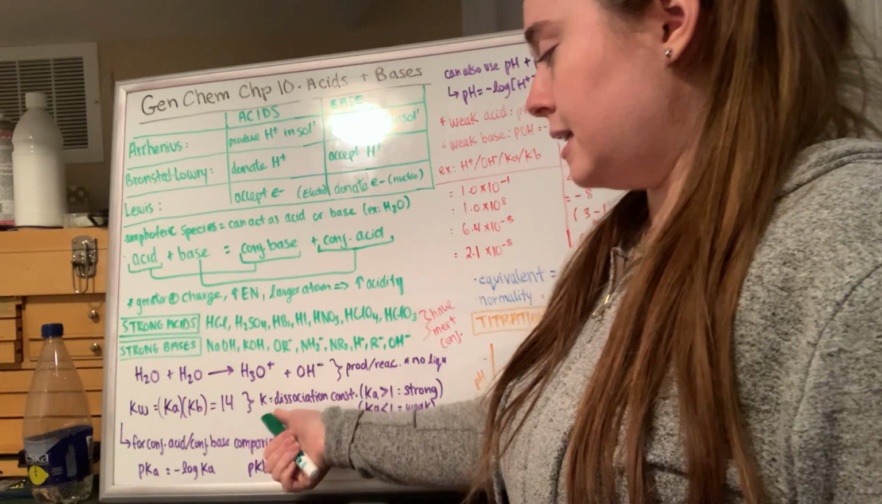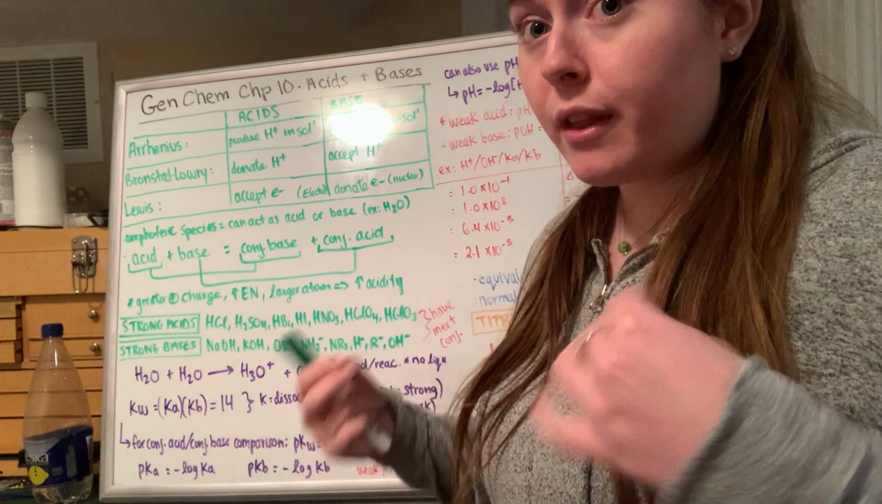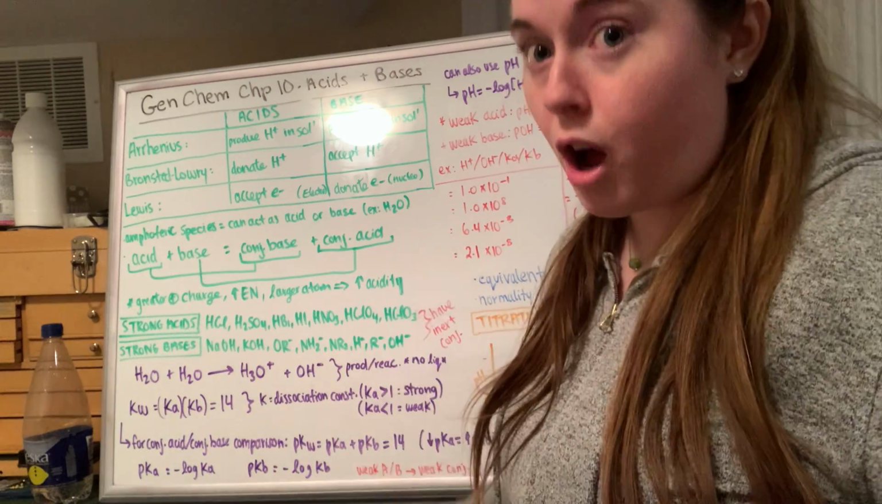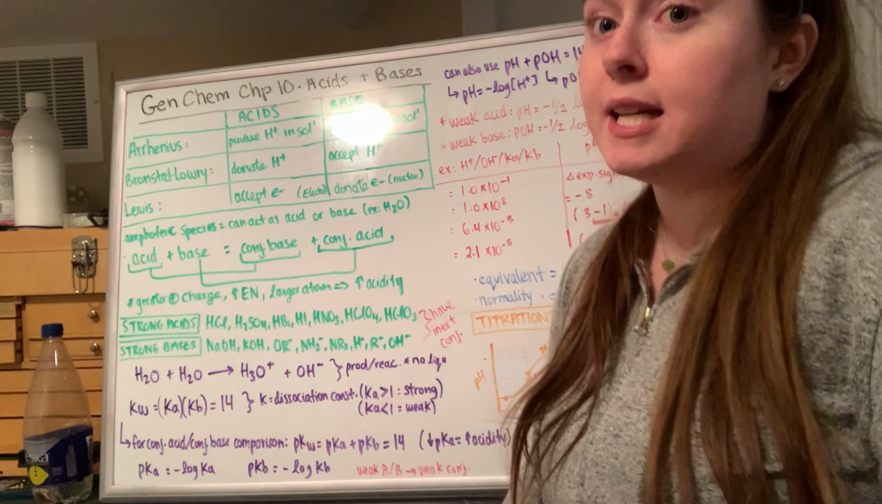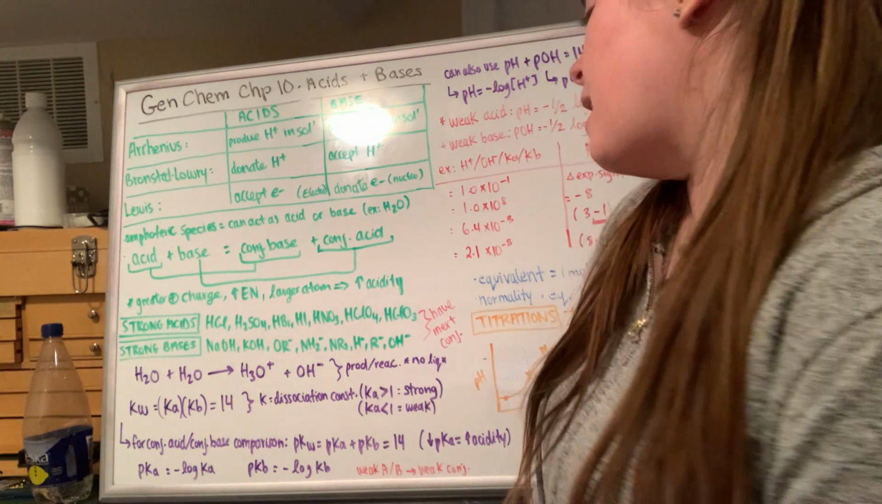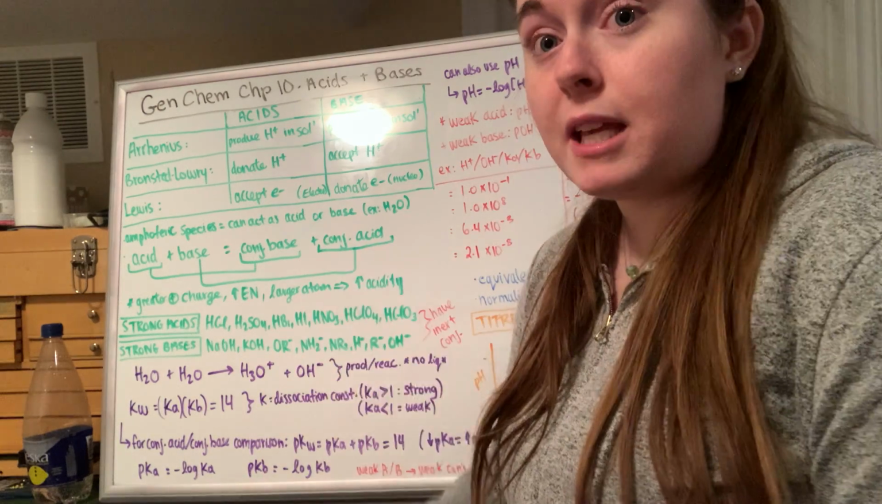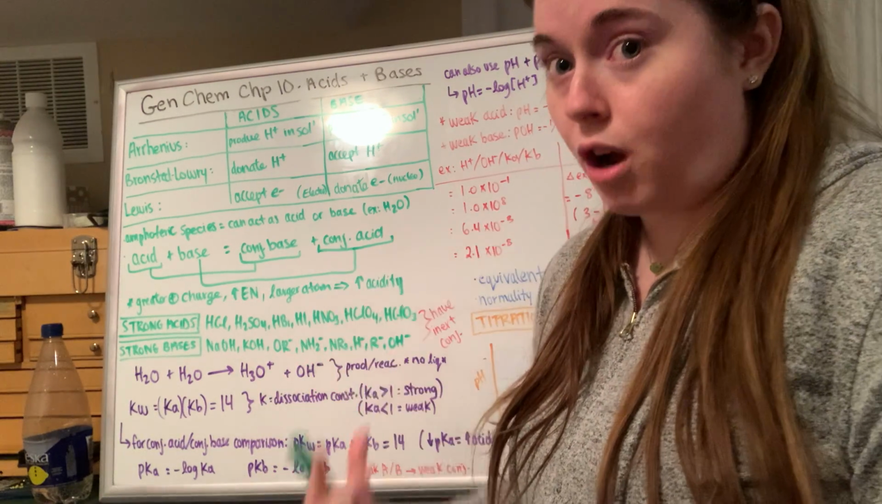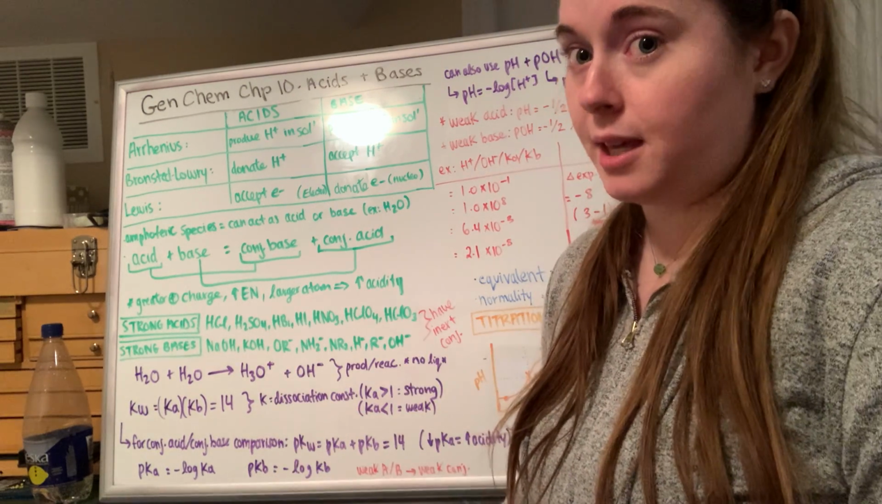So the K again is a dissociation constant. If the Ka is bigger than 1, it's a strong acid. If the Ka is less than 1, it is weak. Same with Kb. If it has a Kb larger than 1, it's a strong base. If it's a Kb less than 1, it's a weak base. Okay?